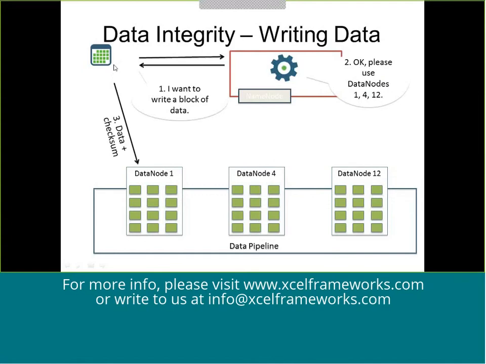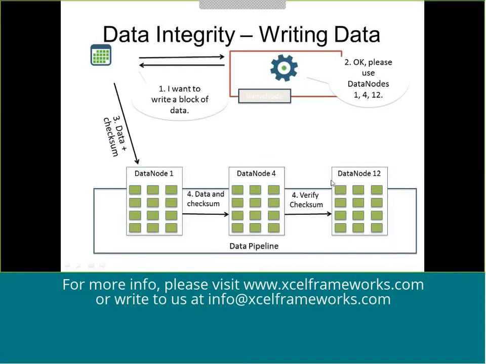The name node is giving the location of the data nodes to the client machine. The client will write the block plus a checksum value. I think one of you had a question about how the integrity is checked here. So this is how the checksum value will be sent, and then it will be written entirely into the first node, the second node, and the third node in the pipeline.